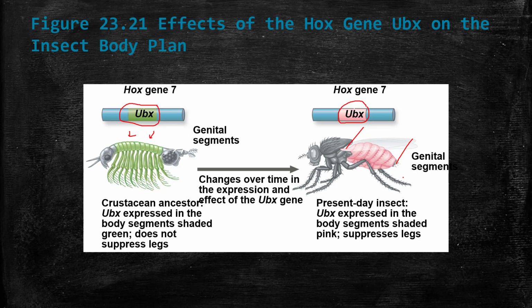So you have a fly that doesn't have any legs on its abdomen, whereas crustaceans have legs all the way down the length of their body. So you have a massive change in body plan from a simple evolutionary change in the Ubx gene. Just a few mutations, and boom, a way different body plan than you had in the ancestors of the modern insects.